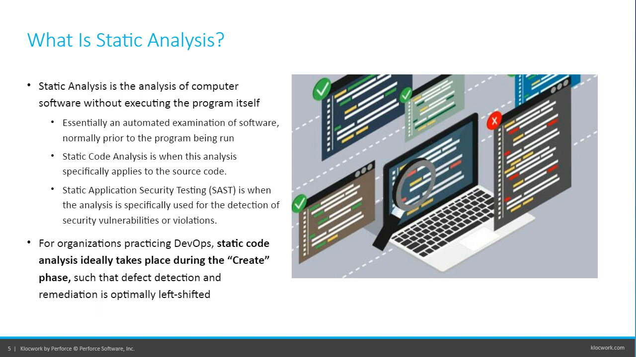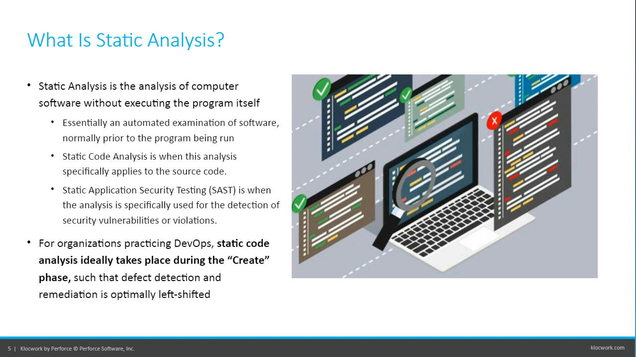Static code analysis is where we're talking about analysis specifically of the source code itself prior to it being built. And as we referred to in the introduction there, SAST, or Static Application Security Testing, is the idea of using this analysis specifically for the detection of security vulnerabilities or violations within our software. So there's various topics there, but they're all essentially based on the idea of static analysis.